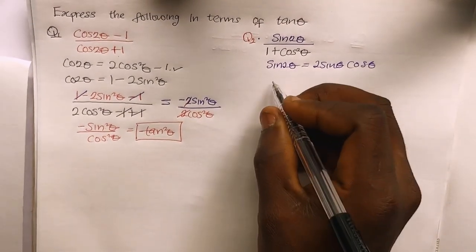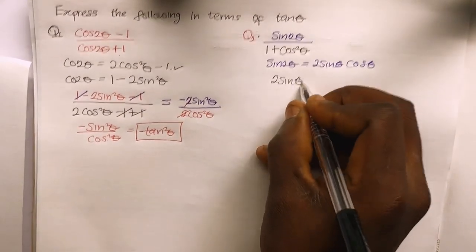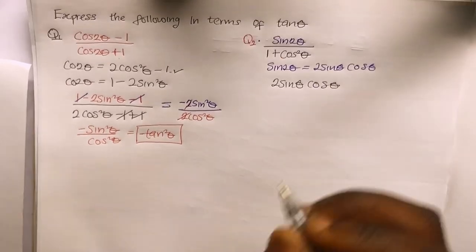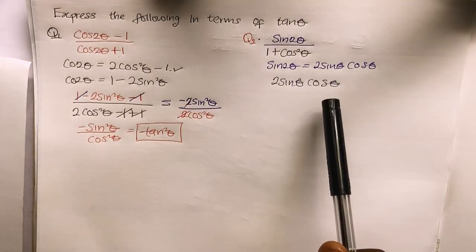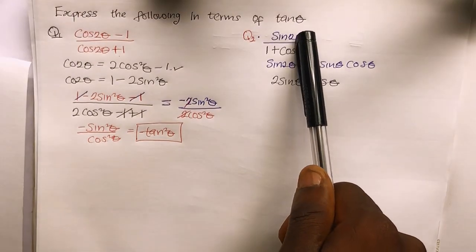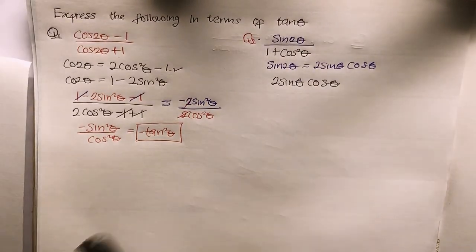Looking at this, I'm having 2 sine theta cos theta. Right? That's in terms of this one. If I substitute the formula there, I'm having 2 sine theta cos theta. Then what do you think I can do here?